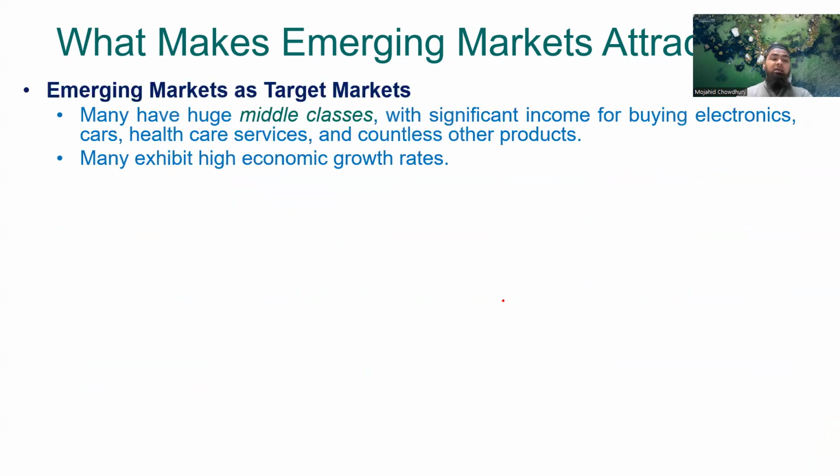So let's have a look at this. The first one is the target market. That's what gives emerging markets their thrust. As we discussed, some countries have the strongest buyer position, and many have huge middle classes with significant income for buying electronics, cars, healthcare services, and countless other products. Many exhibit high economic growth rates.